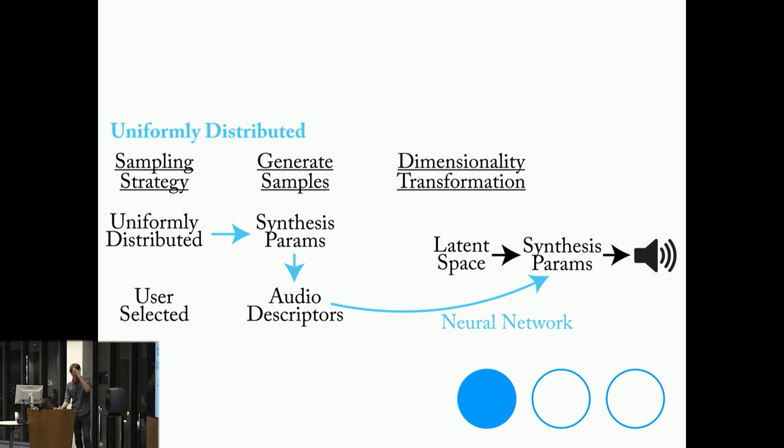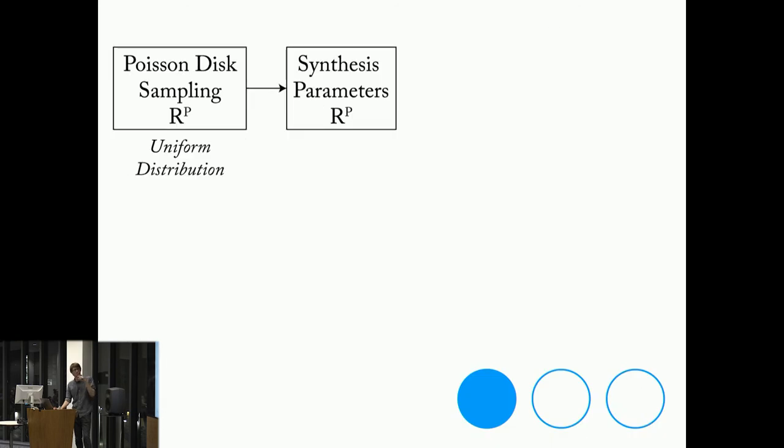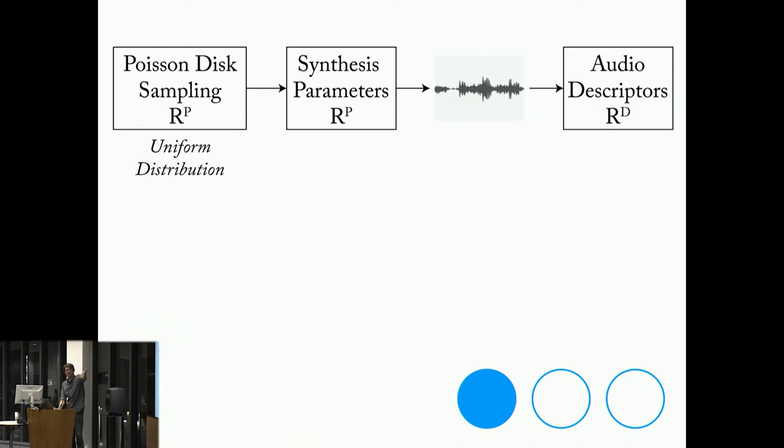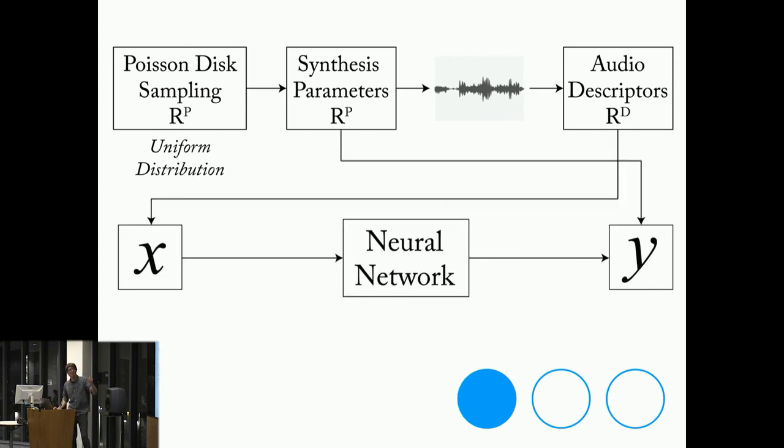I have another graphic that is useful for this. So what I do is, I take this Poisson disk sampling. It's basically a way to get uniform distribution in a large dimensional space. I get a couple thousand data points, use those to drive the synthesizer, take the audio, get the audio descriptors, and then once I have the synthesis parameters and the audio descriptors that are paired, I use a neural network that learns to predict what the synthesis parameters were when I show it the audio descriptors.